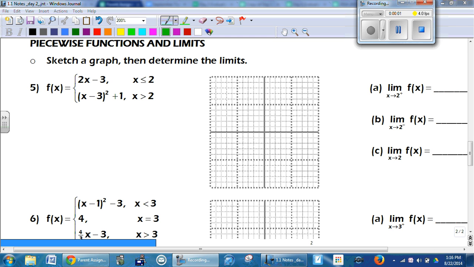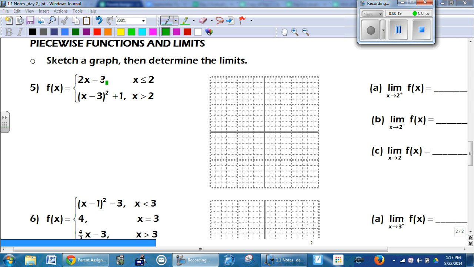Number 5, we're asked to sketch a graph of our piecewise function, and then determine the limits: right side, left side, and overall. With a piecewise function, basically we're taking two functions and piecing them together. We're making a new function out of two or sometimes more than two functions.